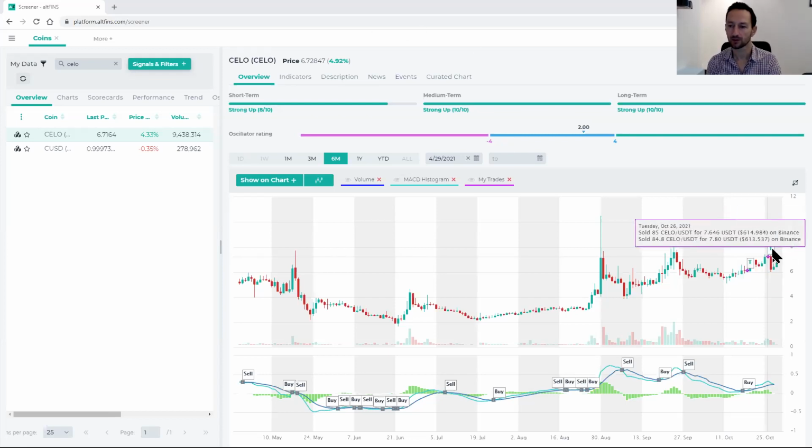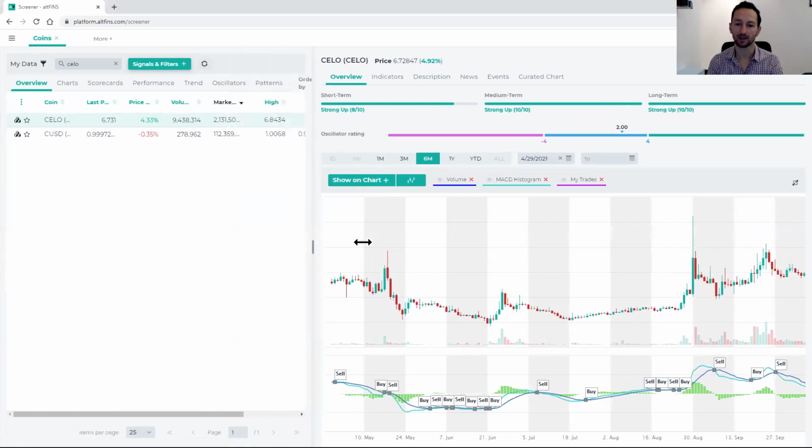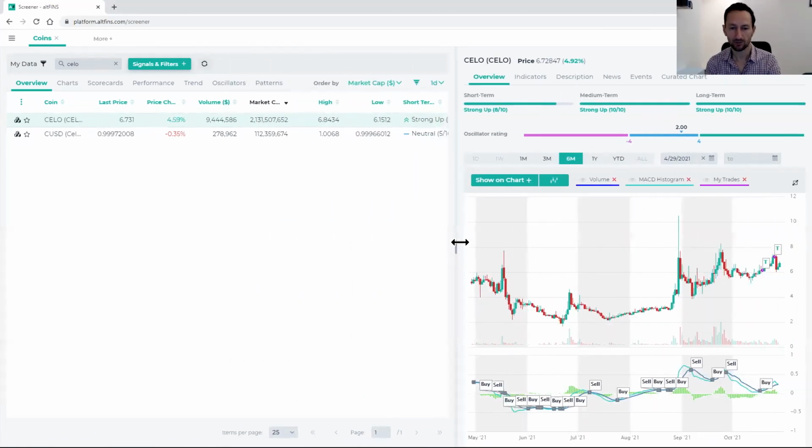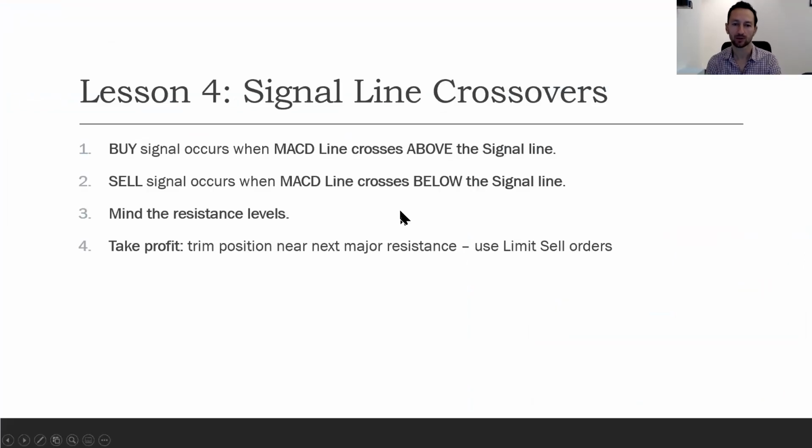You can see it here in the graph. We did 2 trades, half a position at $7.64 and the other half at $7.80, and we exited the trade before it plunged down or pulled back. Point being that this was a bullish MACD signal crossover trade in an uptrend and with resistance lines in mind. So that's what we mean here. Mind your resistance and support levels as well, particularly resistance levels, when you enter the trade.